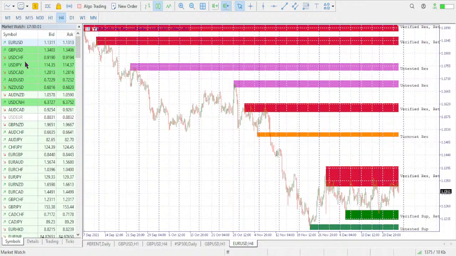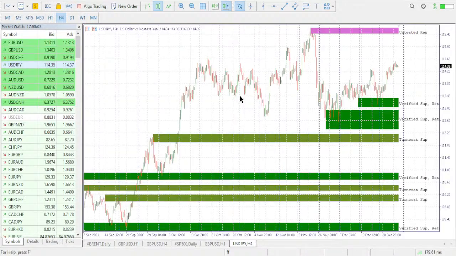My next symbol is the US dollar Japanese yen. With the US dollar Japanese yen, so far the major area which I see here is the untested resistance zone, this one here. So this is the place where the price needs to come back up to. If the price can pull back up to somewhere around this area here, then this will give us the ideal place to look for a sell from. You're not going to sell anywhere unless the price touches this area here.